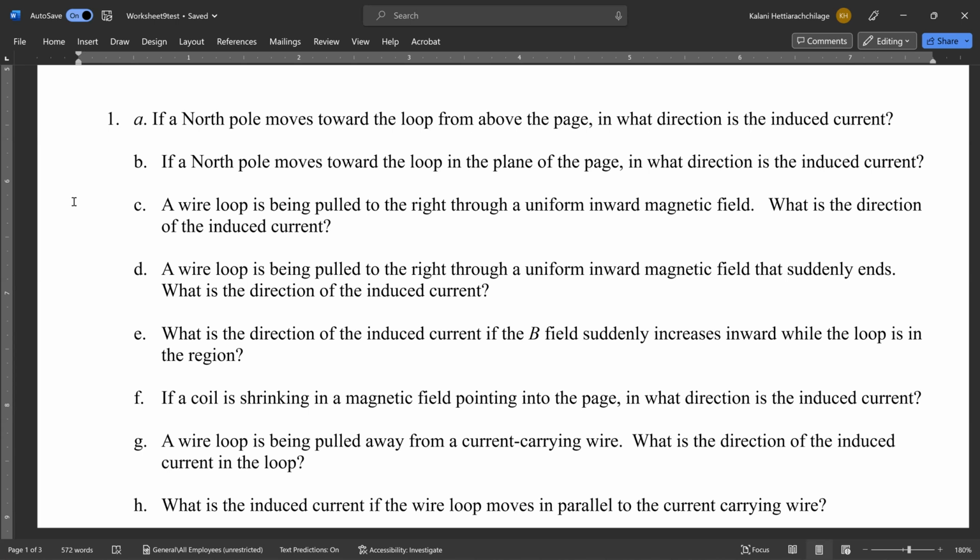Okay, so the north pole moves toward the loop from above the page, right? Your page is a screen. If you have it in your notebook, it will be on the desk, right? So I have the loop like this, staying on the page. Now you're going to move the north pole towards the loop from above the page. That means I'm going to bring it from my side toward the screen. That means I'm bringing the north pole from the top to the page, right?